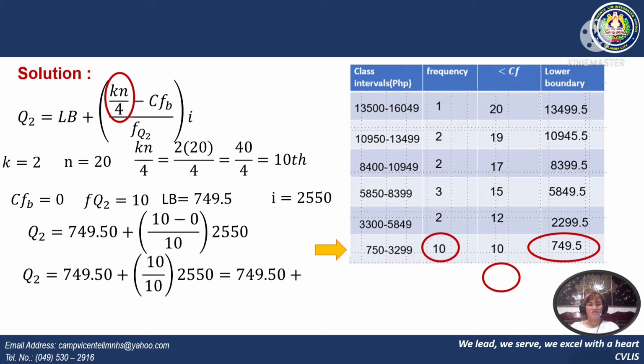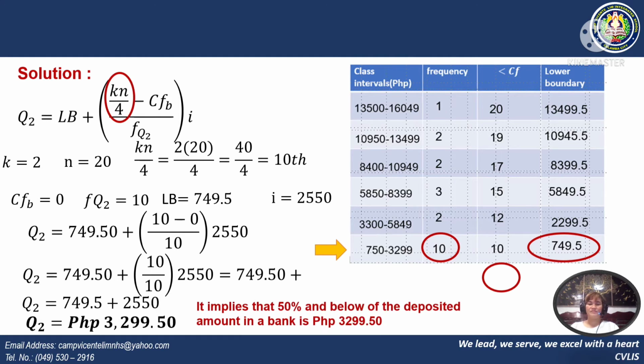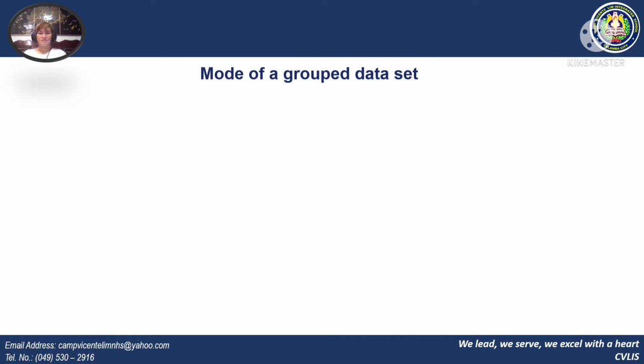Okay, so by simplification, we have 749.50 plus 2,550 is equal to 3,299.50 pesos. Okay, so what does it mean? It implies that 50% and below of the deposited amount in a bank is equal to 3,299.50 pesos. Now let us compute for the last measure of central tendency, which is the mode.